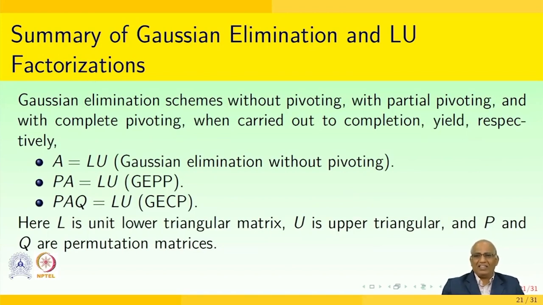After having this, let us quickly summarize the Gaussian elimination process. Gaussian elimination is a process which helps us solve a particular system where the decomposition takes place. Gaussian elimination without pivoting, with partial pivoting, and with complete pivoting, when carried out to completion, yield respectively A equal to LU, PA equal to LU, and PAQ equal to LU. Here L is the unit lower triangular matrix, U is the upper triangular matrix, and P and Q are the permutation matrices.